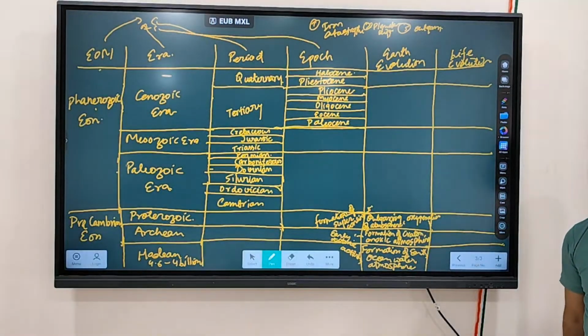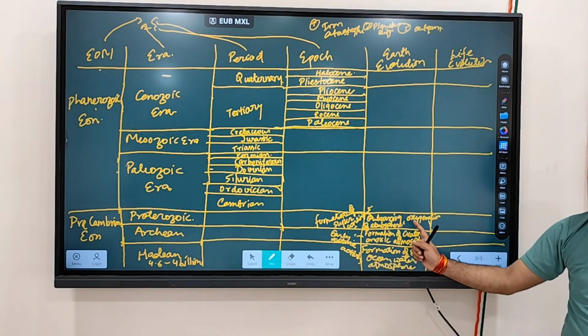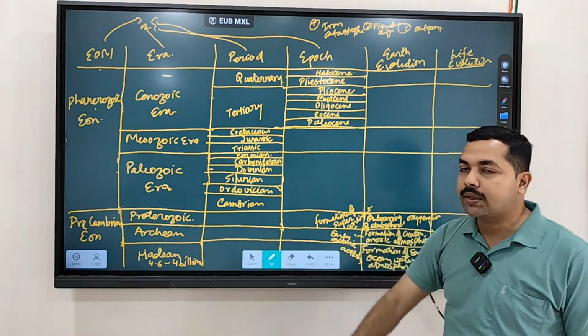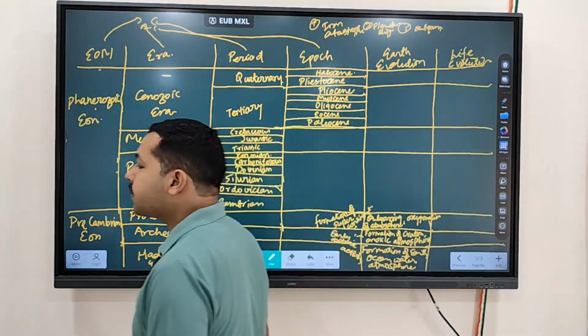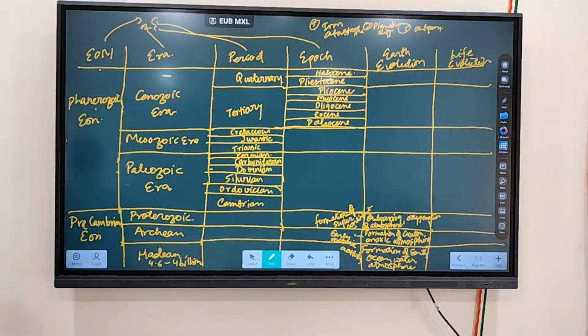Because initially Earth was what? A single landmass. So formation of a supercontinent, a single landmass, is happening in which phase? It is happening in the case of the Proterozoic.